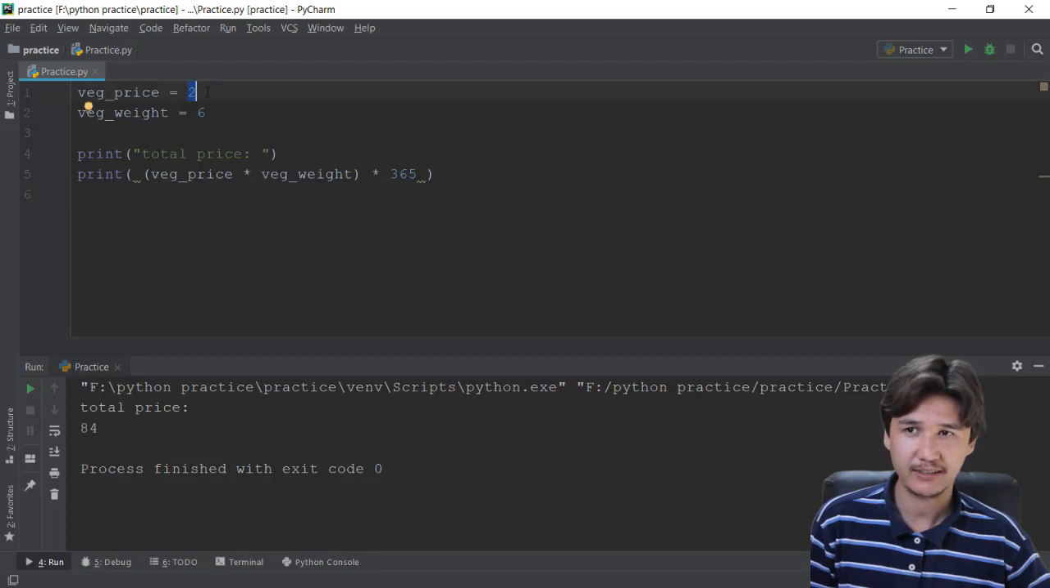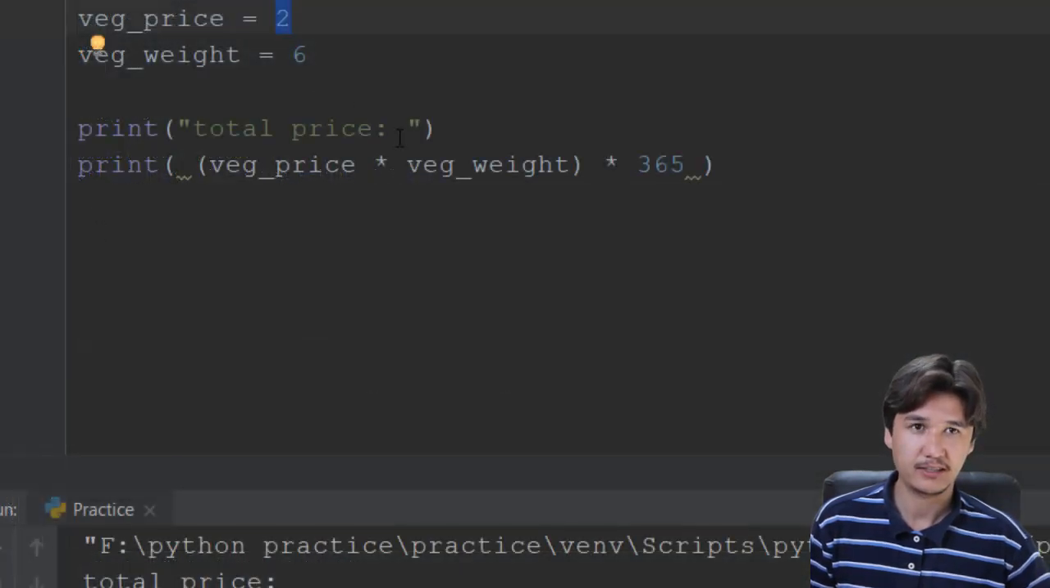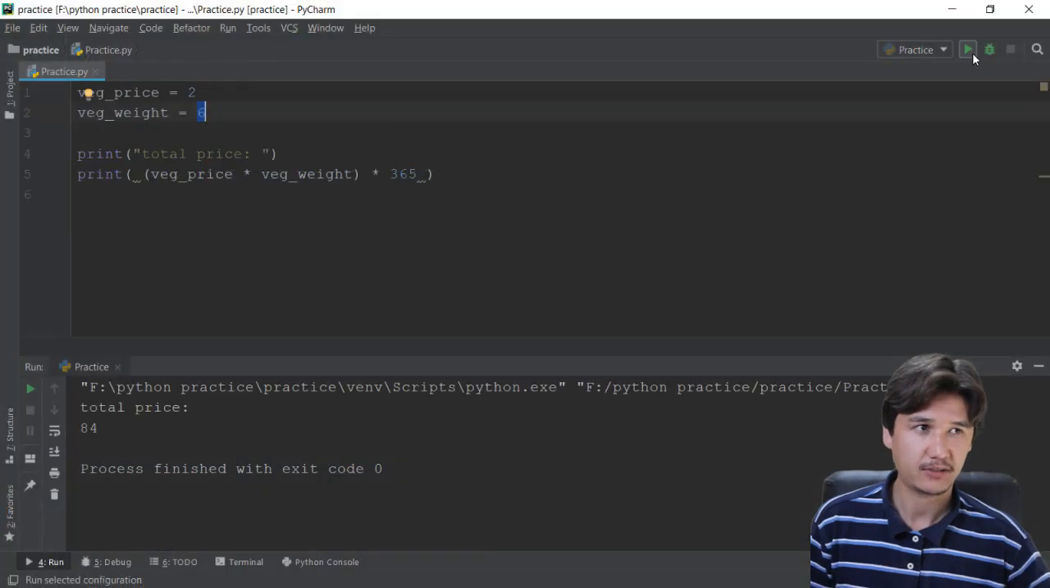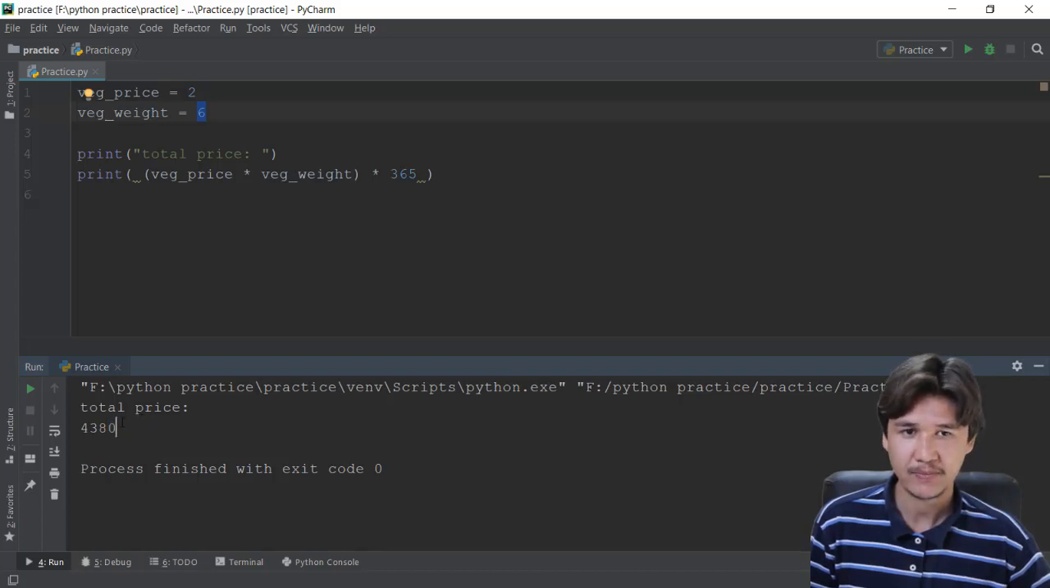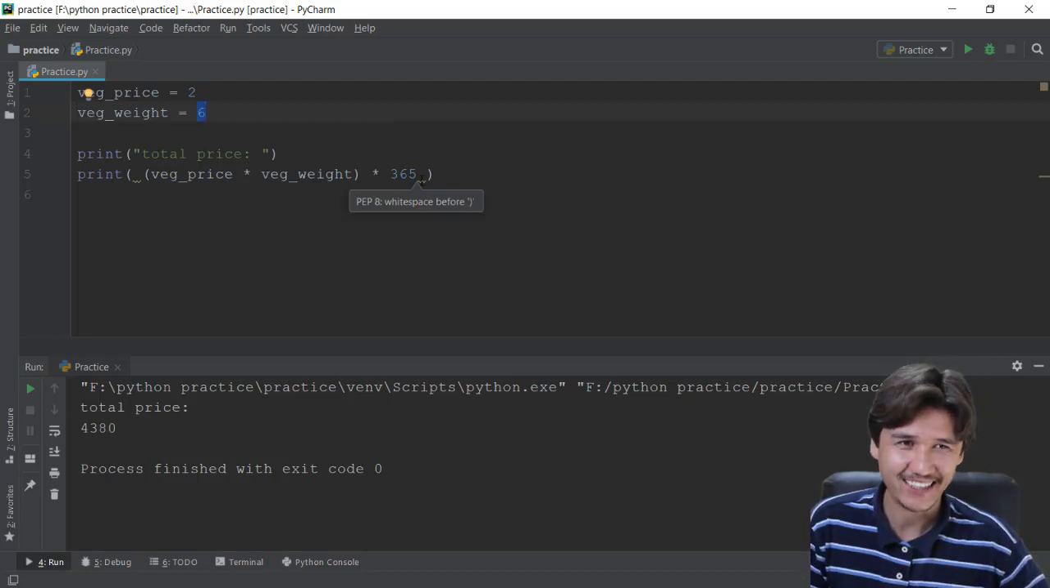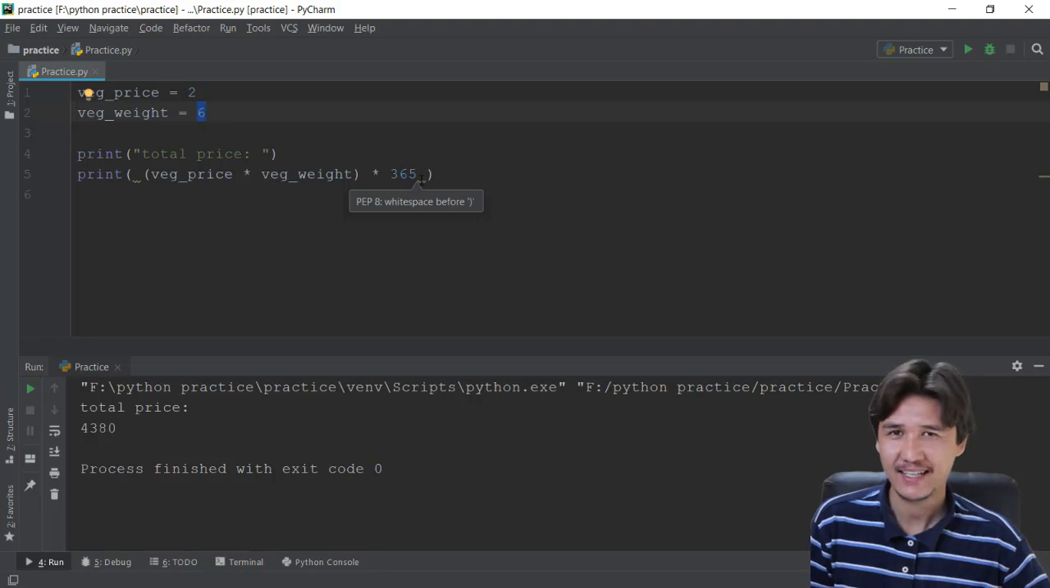I'm just using every day $2, and I'm buying 6 kg of vegetables. And now if I run that program, you can check that here you have $4,380 to spend on the vegetables, where the price is $2 and the weight is 6, and you are taking vegetables every day, which I think is not healthy. But for this example we have this one.